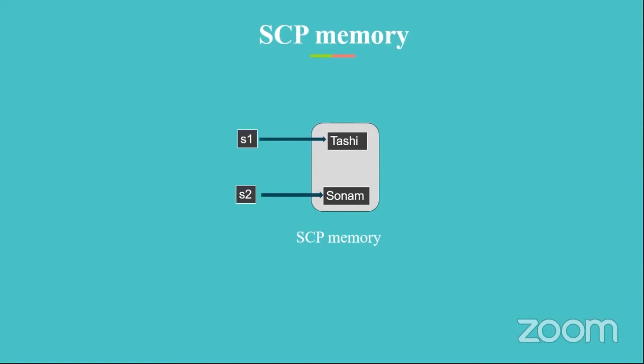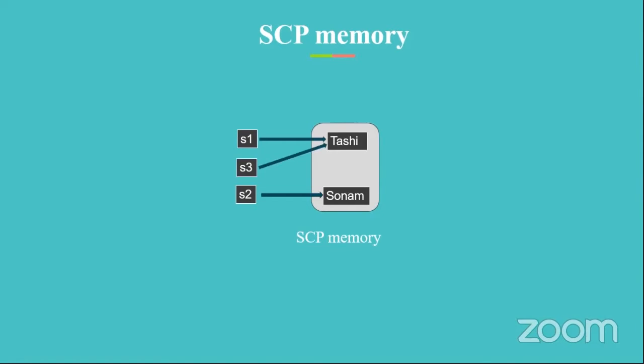Now the third object, when we are creating the string s3 is equal to Tashi. First, it will check if the object with the content Tashi is already present in the memory or not. Now if you see here, Tashi is already present in the SCP memory. Since the content Tashi is already present in the SCP memory, it is not going to create a new object. Instead, it will reuse the previous object, where reference variable s3 will point to the previous object Tashi. So this is how SCP memory is behaving.